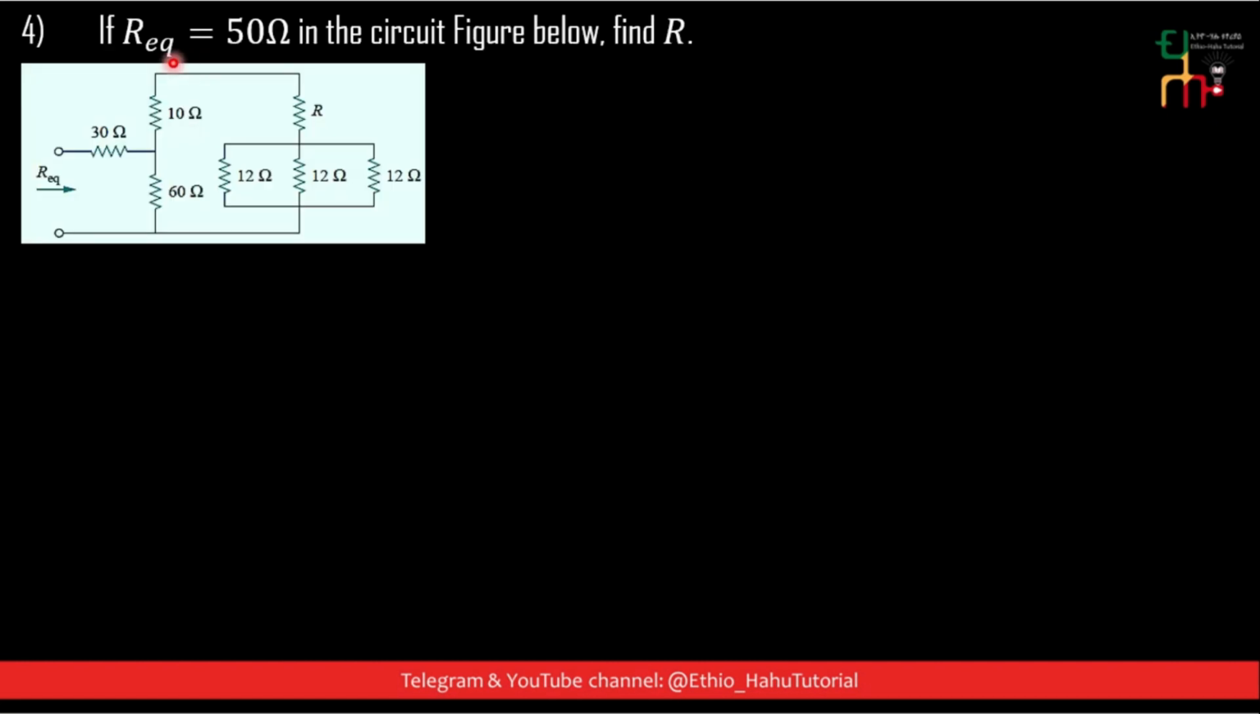if R equivalent is equals to 50 ohm in the circuit figure below find R ነው የሚለን። ስለዚህ እዚህ ጋር እንደምናየው ይሄ ሰርኪዩት ተሰጥቶናል። የዚህ ሰርኪዩት ኢኩቫለንት ሬዚስታንስ from this side 50 ohm ተሰጥቶናል። የተጠየቅነው ምንድነው?